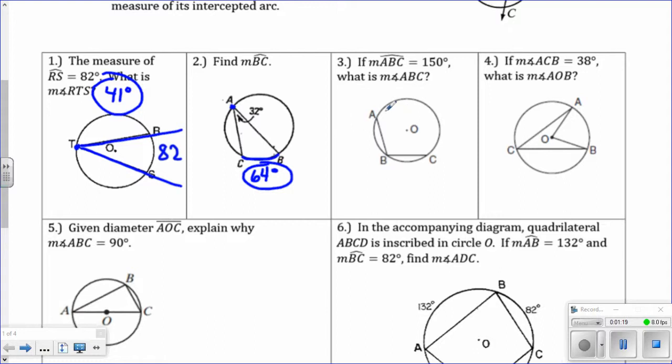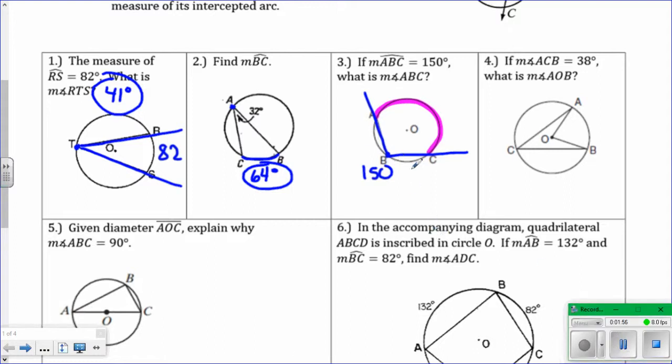And number 3, this time, read carefully. The measure of arc ABC is 150. So from A through B to C, this arc over here is 150. And we have to find the degree measure of angle ABC. Well, ABC is an inscribed angle because the vertex is on the circle. So if I extend out the two chords, it's half of this major arc AC, the arc that I'm highlighting. It's always the arc between those two chords extended out. Well, we don't have that arc right now.